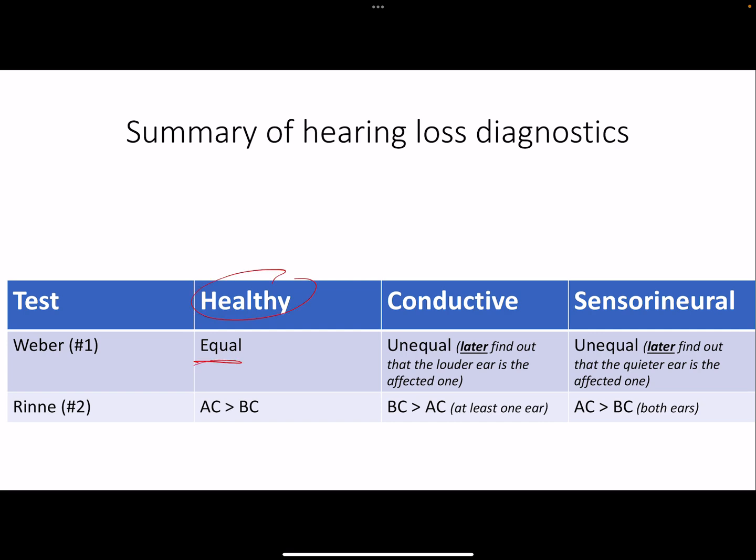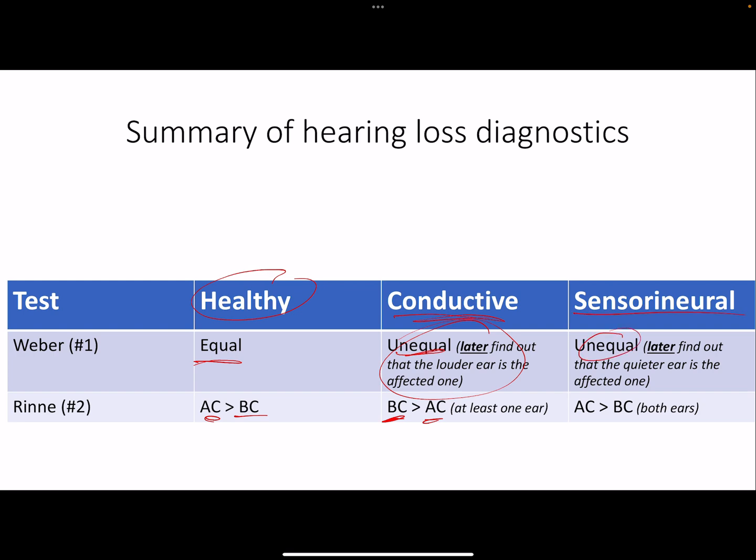If you are healthy, it should be equal on both sides, and air conduction is better than bone conduction. Now, if it's conductive, it's unequal, and we'll figure out whether it's the quieter or louder ear that's the affected one in a second. Conductive, we have too much earwax. The bone conduction is better than the air conduction because you can't get through from the air, but you can get through if we push it to your temporal bone. And in that case, if it's conductive, that tells us that the louder ear when we did the Weber test was louder only because there is no background noise competing, and so the sound becomes amplified. So we can later find out whether the louder or quieter one was the pathologic ear.